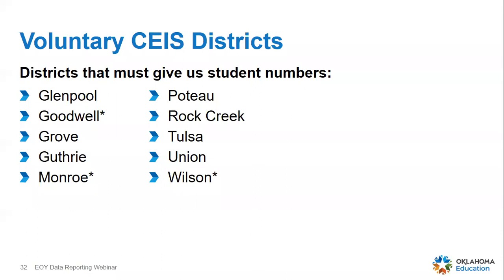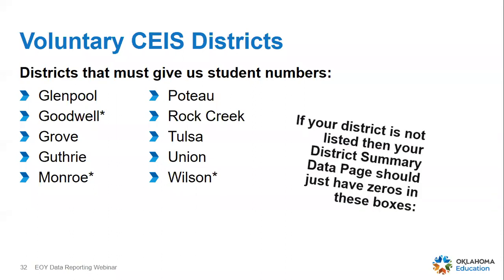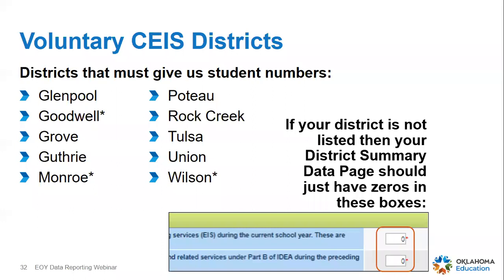Now, 3 of these have asterisks on them, Goodwell, Monroe, and Wilson. If you are one of these 3 districts, you did not budget any funding for CEIS. So if you do not expect to expend CEIS this year, then you can report 0 students served, okay? Because if you didn't spend any money on CEIS, then you can't serve any students. So just keep that in mind. If your district, which Wilson, I would have to check, it would be in your grants management system, you would know.